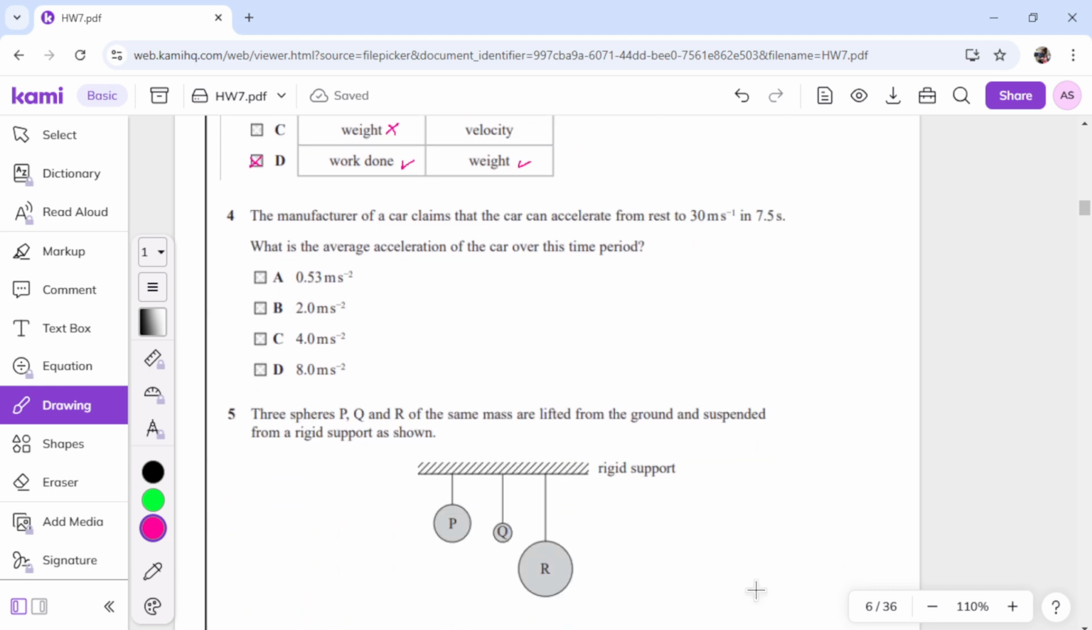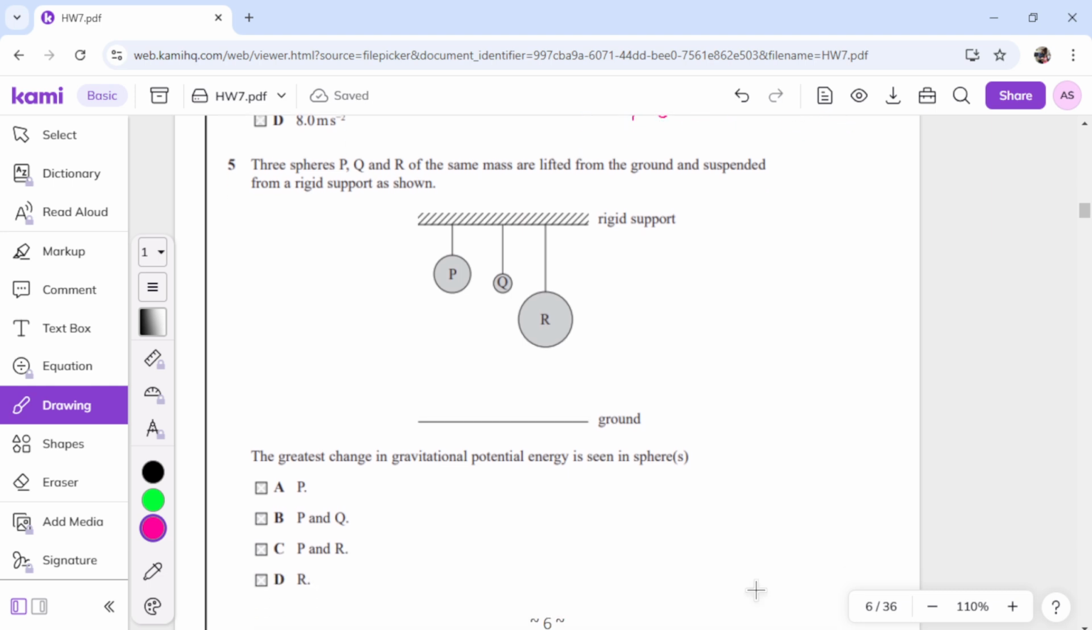The manufacturer of a car claimed that the car can accelerate from rest. From rest it means u equals 0 to v equals 30 meters per second at time equals 7.5 seconds. What is the average acceleration? Acceleration equals v minus u over t. So it will be 30 minus 0 over 7.5, equal to 4. So the answer is C, 4.